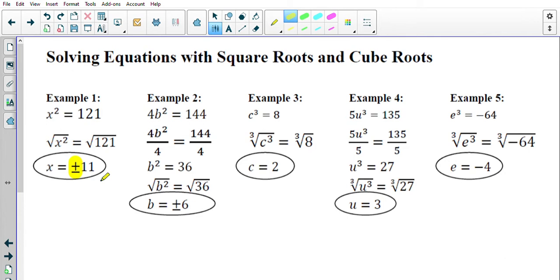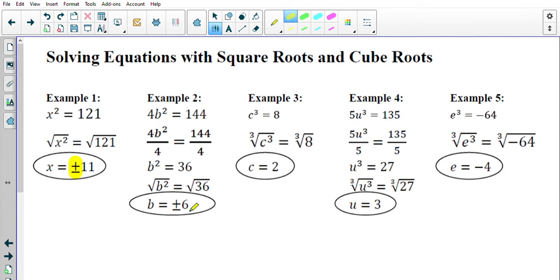Example 2 makes things a little bit more complicated because we have a number in front of our squared term. So we have 4b squared equals 144. The only difference here is you're going to divide both sides by 4 first, and then take the square root of both sides. The square root of 36 is 6. So my solution is going to be plus or minus 6, positive 6 or negative 6. So if we have an equation that we're not trying to find a side length of a triangle or something that can't be negative, and it involves an x squared, b squared, a squared, we're going to have two possible solutions, the positive value and the negative value. So we'll put the plus or minus symbol in front of that answer.